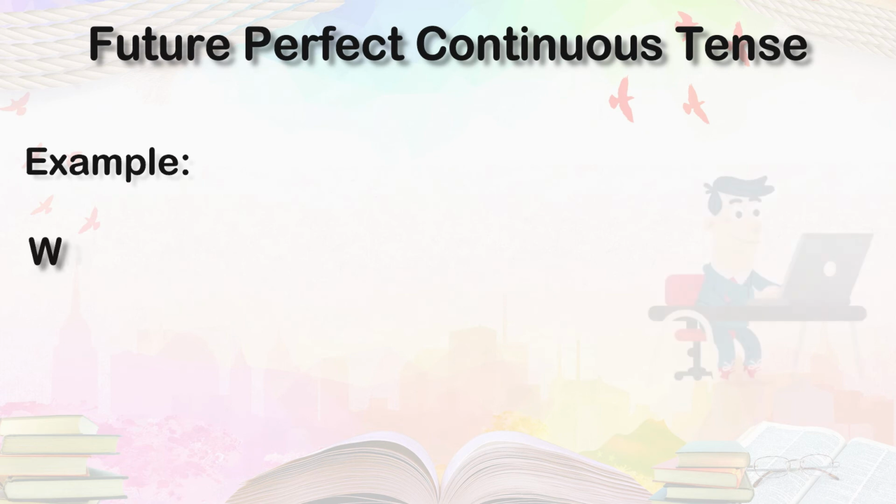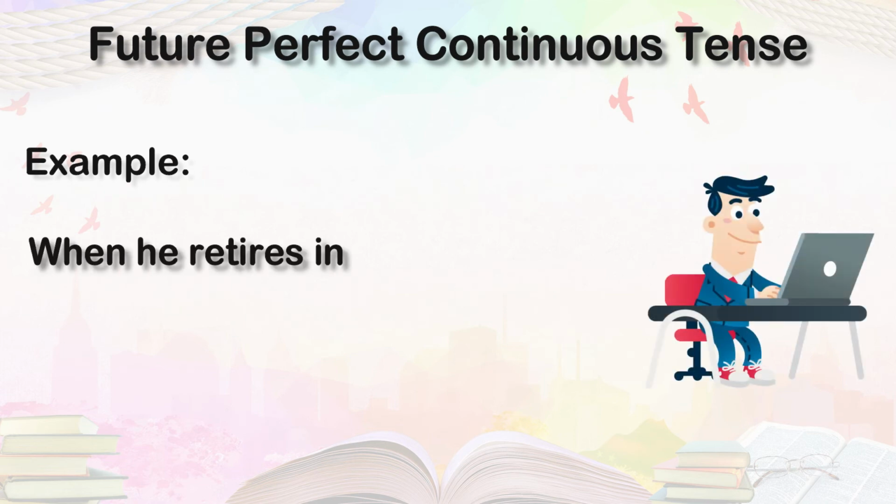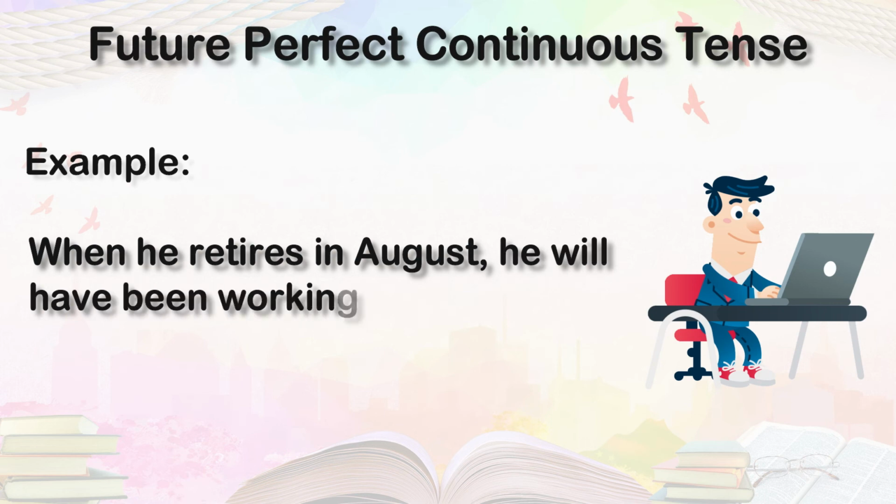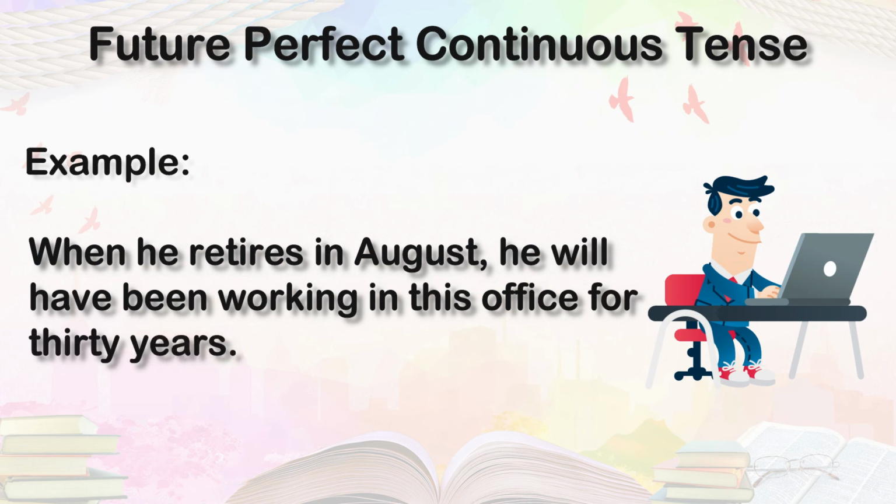Example: when he retires in August, he will have been working in this office for 30 years. Dear children, this is all about the tenses. Now let's revise one more time.